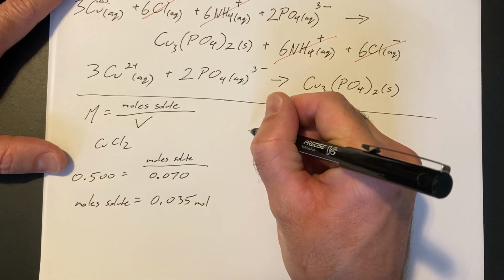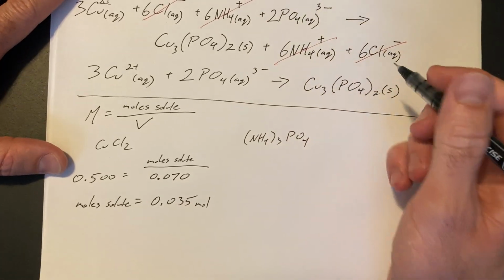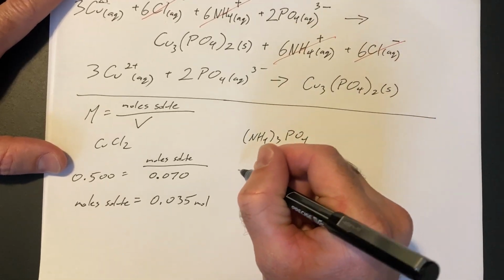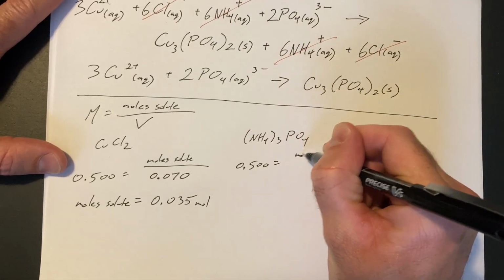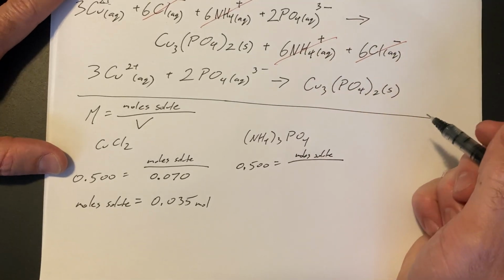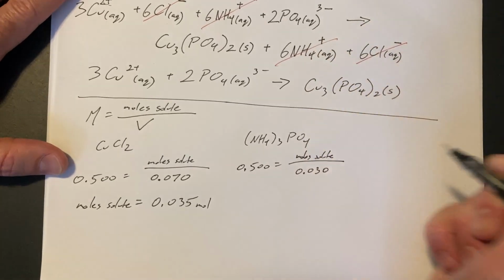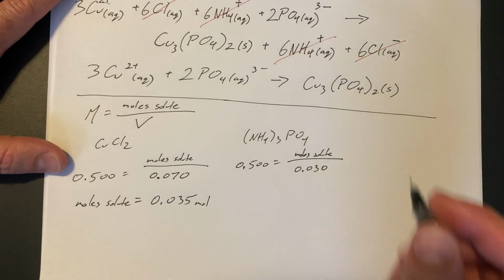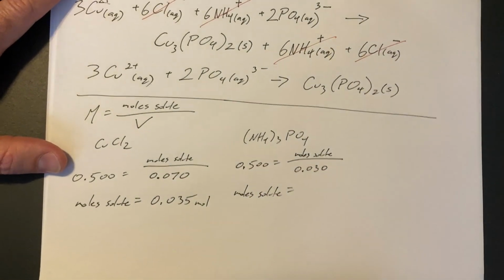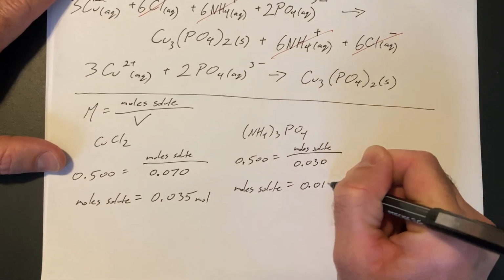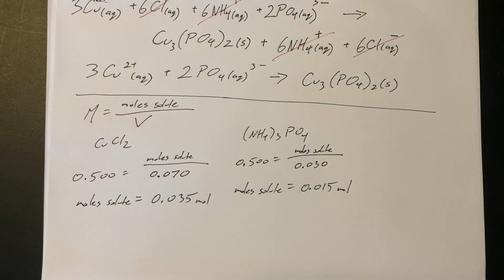What about our other reactant, our (NH4)3PO4? Well, it tells us that the molarity of that solution is also 0.5. And the volume of it is 30 milliliters. I've got to make sure I convert that into liters though. So I'm going to write it as 0.03. You just divide by 1,000. And in this case, I will get that I have 0.015 moles of ammonium phosphate. All right, beautiful. I've got my moles of each.